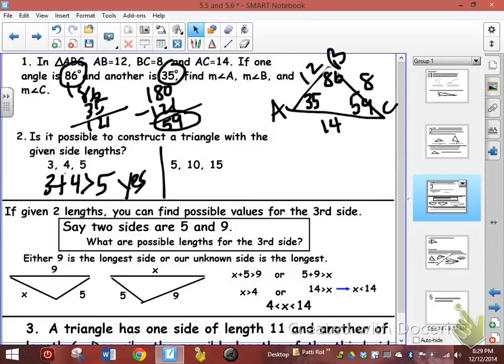For the next example, number 5 here, no, that's not number 5. For the next example, if we add the 5 and the 10, it's got to be bigger than 15, which it's not. So the answer is no.